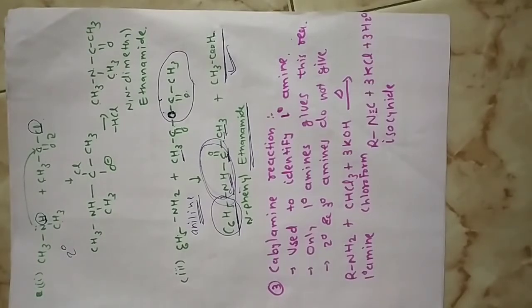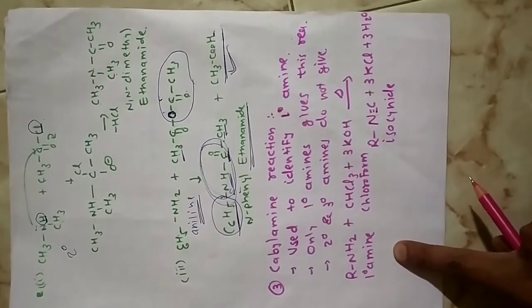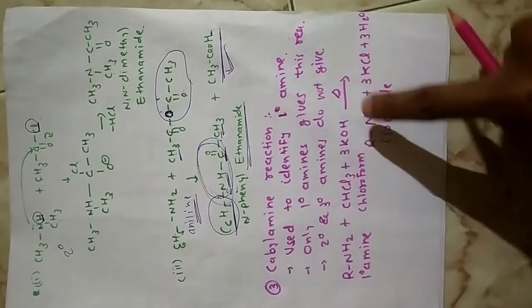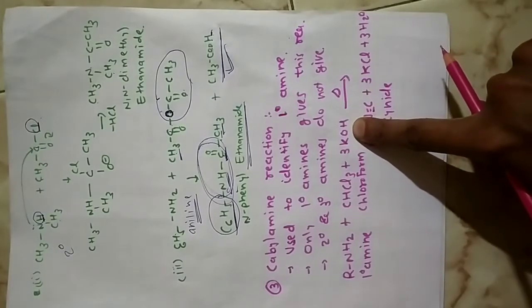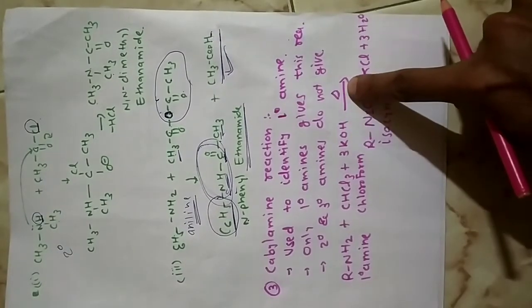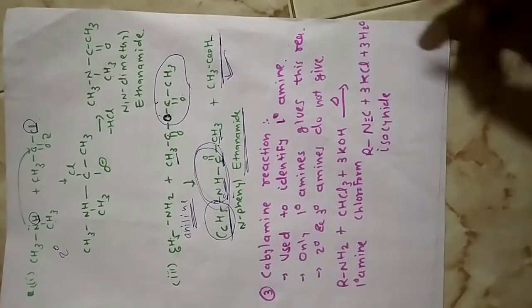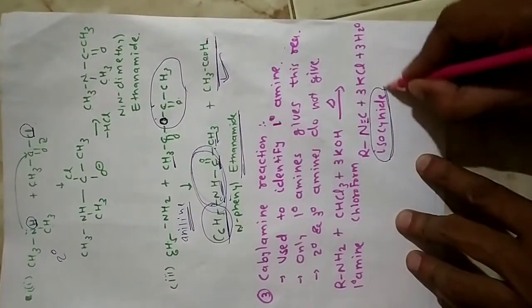What is the reaction? You take 1 degree amine, react it with chloroform in presence of ethanolic KOH and heat it. You will get isocyanide as product.